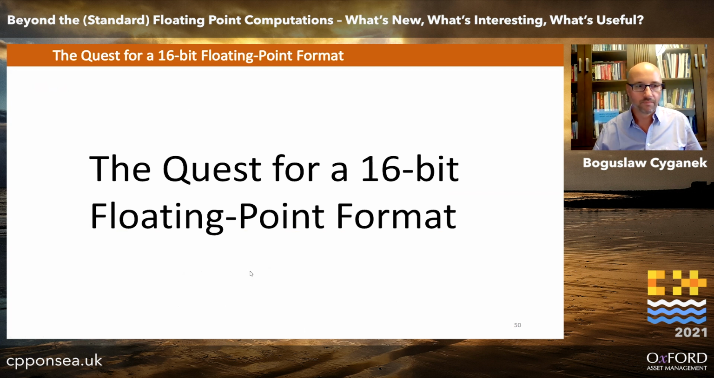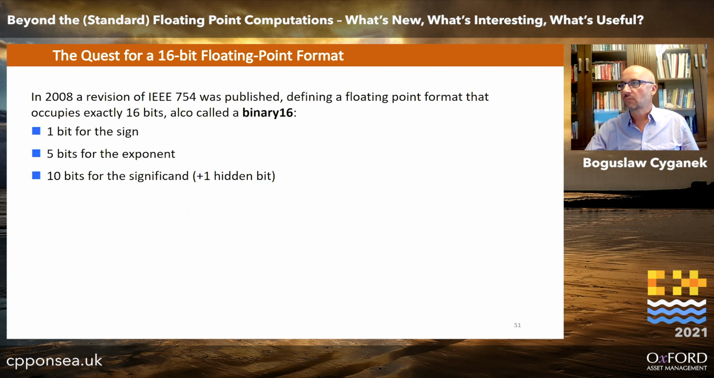Okay, so now let's go a little bit to some improvements of this standard. The quest for a 16-bit floating point format. Why do we need it? Well, in 2008, a revision was made and binary16 was added to the IEEE 754 standard: 1 bit for the sign, 5 bits for the exponent, 10 bits for the significand, plus certainly the hidden bit, which is always 1 for the normalized set of values.